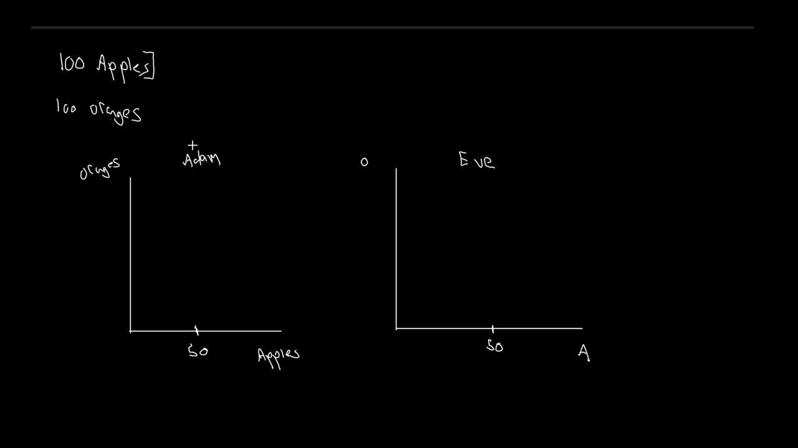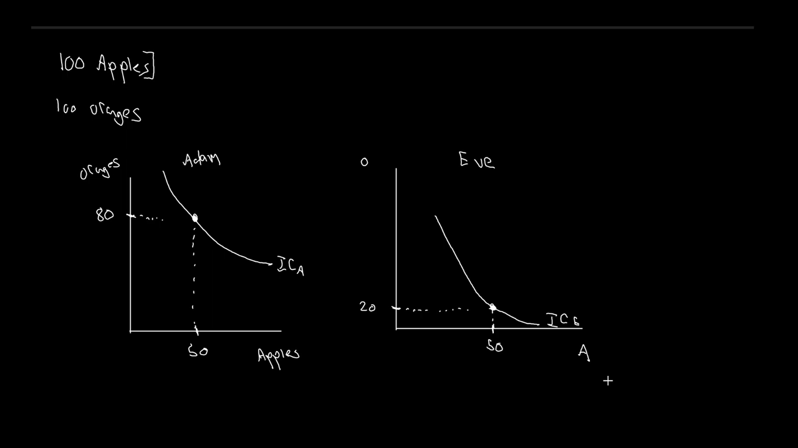But for oranges, let's say that Adam has a lot of them. That is, Adam is at 80 oranges, while Eve is only at 20. So, kind of going through this, we have 80, 50, we have a point there. We would have Adam's indifference curve. Very similarly, we could go 20 and 50 right there, and we would have the indifference curve for Eve. So we'd have our two different scenarios.